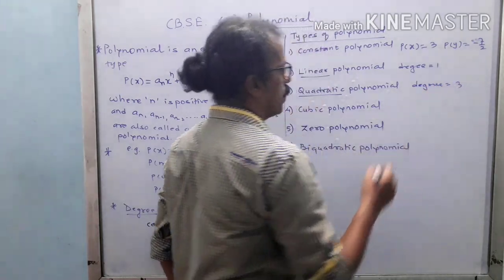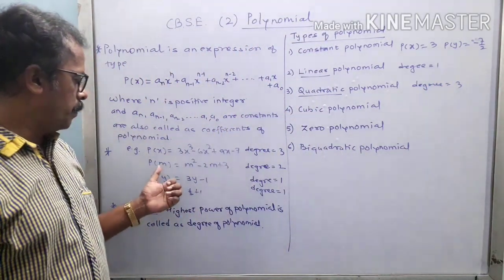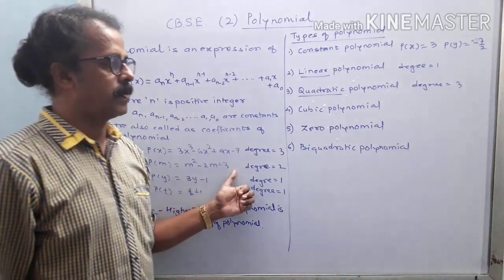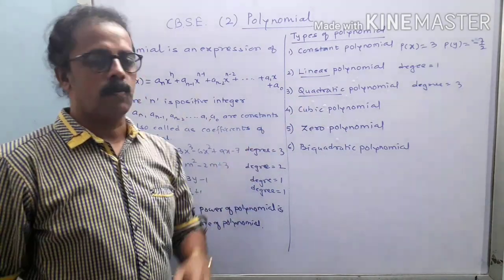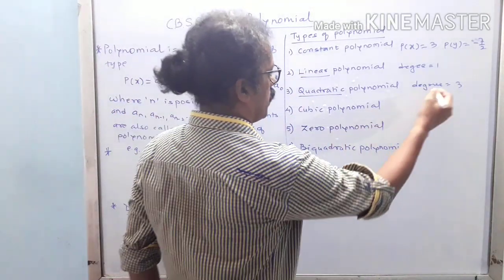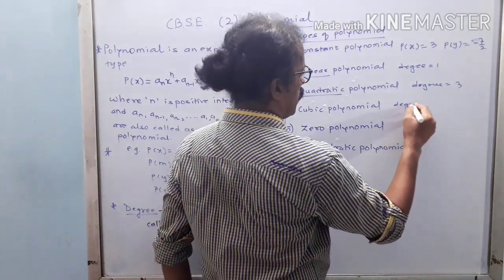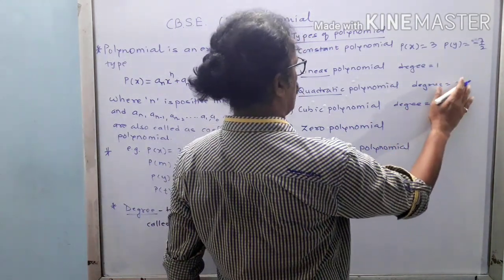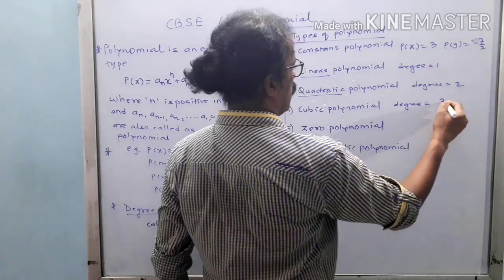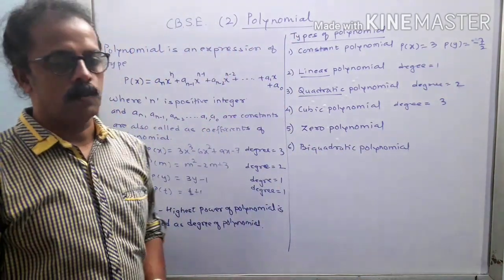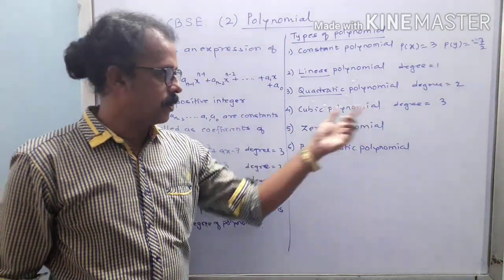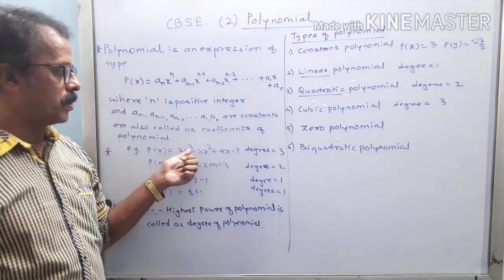So I can write down, I have already written here p of m is equal to m square minus 2m plus 3. This is a quadratic polynomial, which has degree 2. Next is the cubic polynomial, where we say that it is of degree 3 because here the highest power is 3.